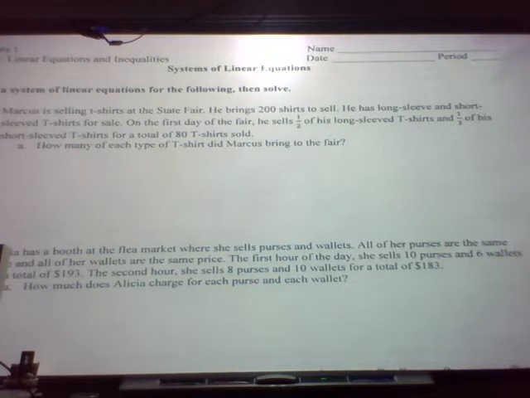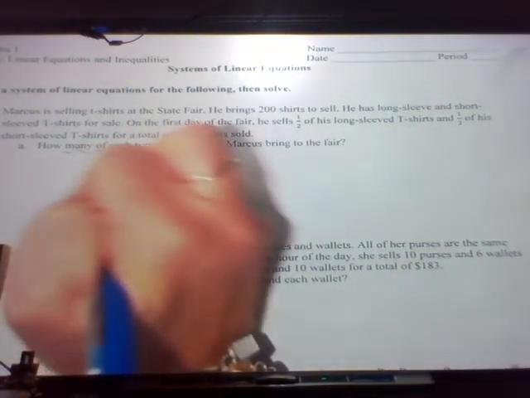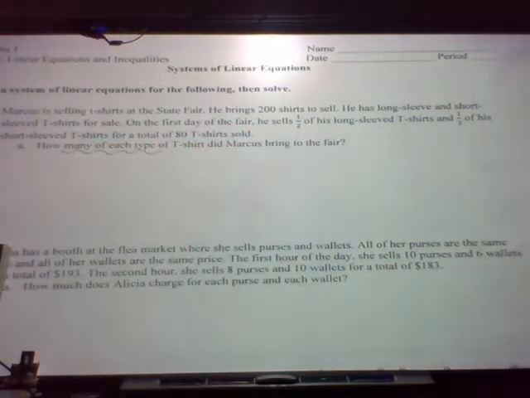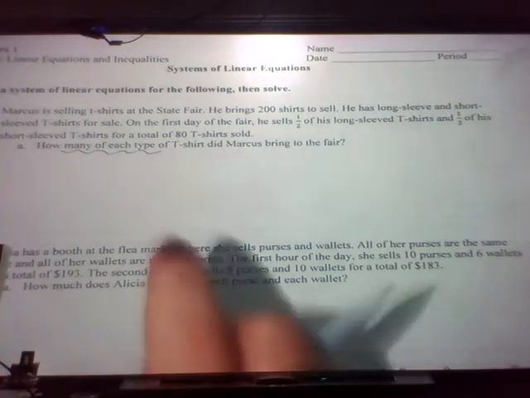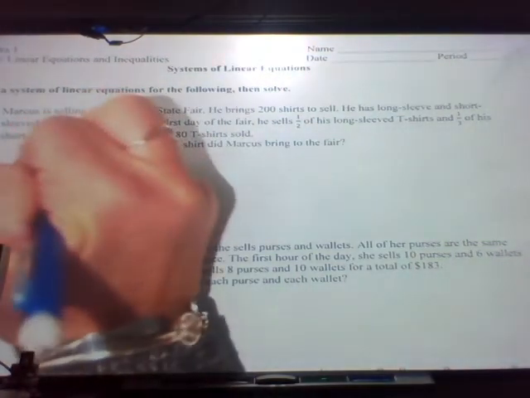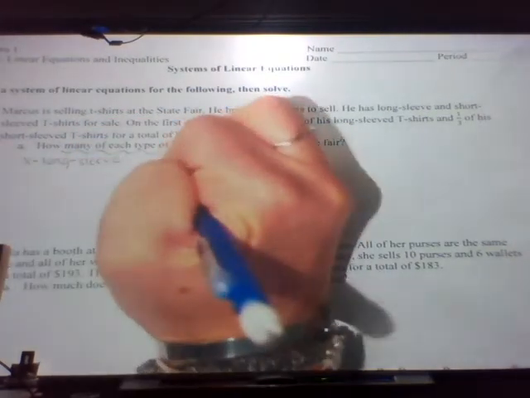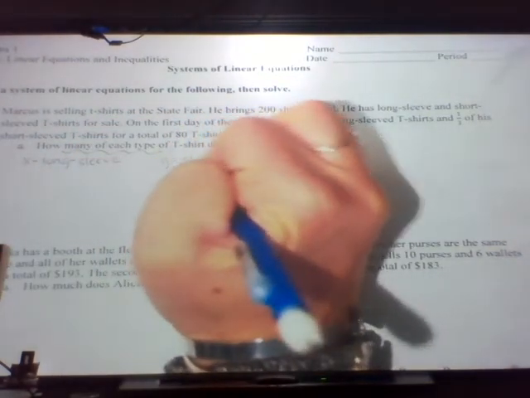Okay, so remember we talked about how we figure out what to make X and Y: we go and find the question. What is it we're asked to look for? So the question that we're asked is how many of each type, and there are two types of t-shirts, did Marcus bring to the fair? Okay, so he has long sleeve t-shirts and short sleeve t-shirts. So let's make X long sleeve, and we're going to make Y short sleeve.